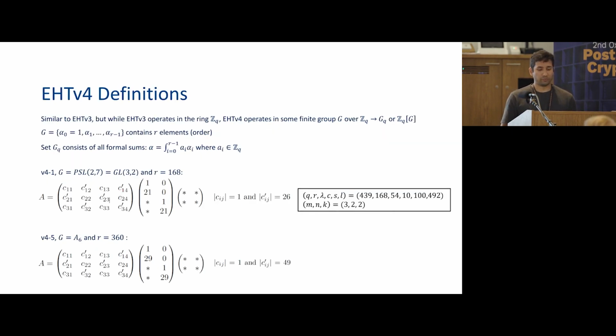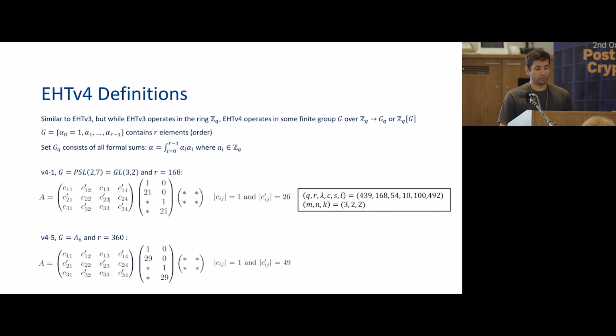Now, coming to version 4, it is pretty much the same as version 3, except everything now happens in a group ring, GQ, right? So this allows us to create some large factor of compression for our public key, but at the cost of a slightly larger signature. G contains R elements, and that's the order of the group, and you can express it as the formal sum of its elements with the coefficients from ZQ.